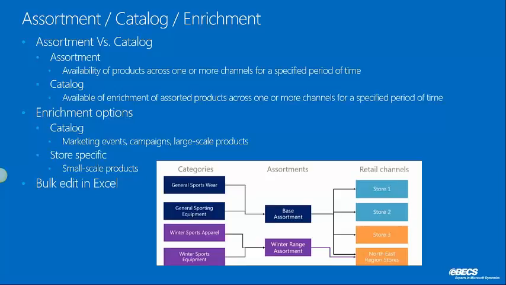So in terms of enrichment options, you can create that catalog for marketing events, campaigns, and large-scale products that you're going to produce on a large scale. Or you can do it store-specific, where maybe for even one store, you only have a specific product that you're promoting. And all of creating those products and associating them to whatever category or assortment you're trying to create can be done in Excel. I think that's a really powerful thing that AX offers.